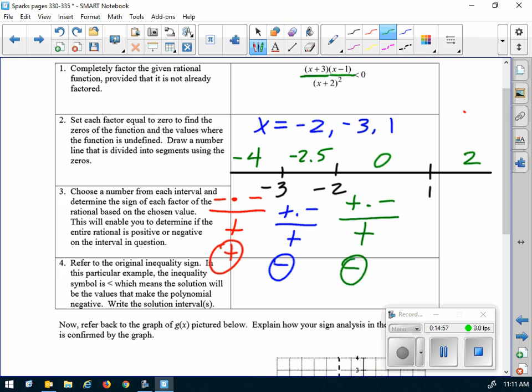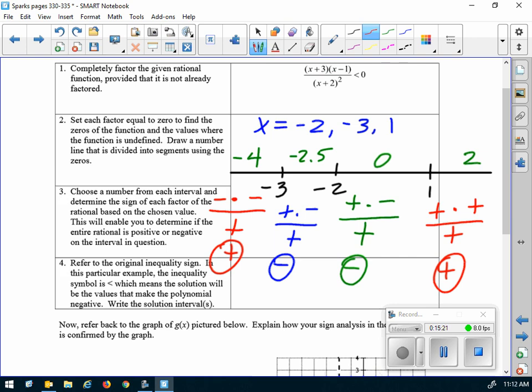Yep. And 2. Positive, positive, positive, and you crank on that and you get a positive. Now, let's write the answer.